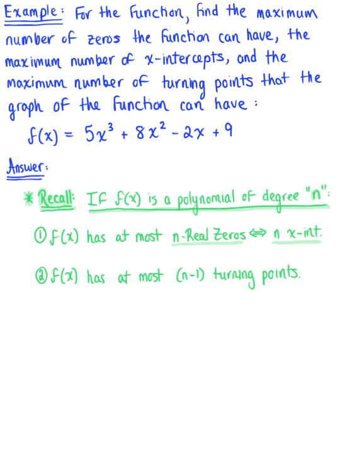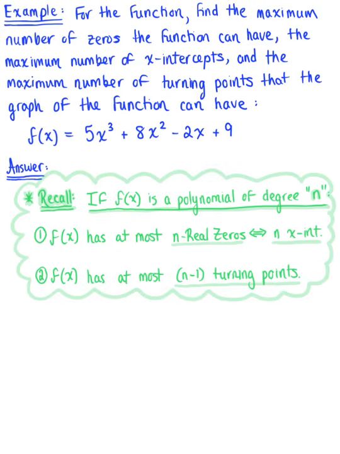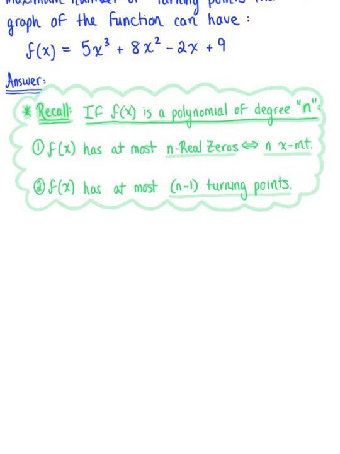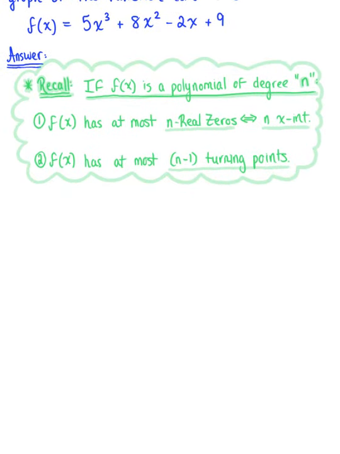Now again, if f of x is a polynomial of degree n, then our function can have at most n minus 1 turning points. So we're going to go ahead now and use these conclusions to help us determine the number of real zeros, aka x-intercepts, and the maximum number of turning points that this beautiful cubic function can have.